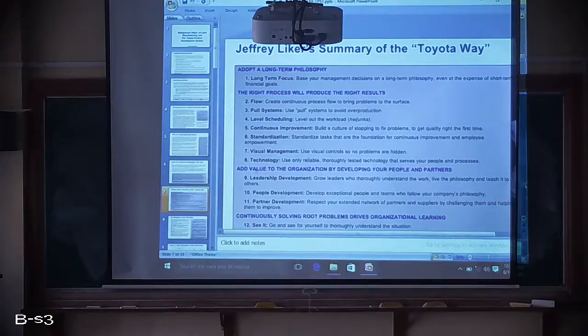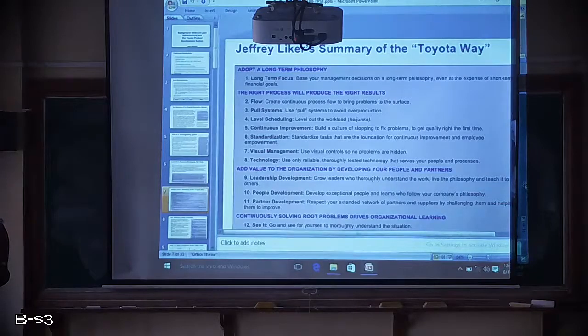Okay, so there are some important Toyota ways given by Jeffrey Liker. He has given a summary of the Toyota way, how they do it. Adopt a long-term philosophy. Base your management decisions on a long-term philosophy, even at the expense of short-term financial goals. Even though you have short-term financial goals, you should always have a long-lasting philosophy.